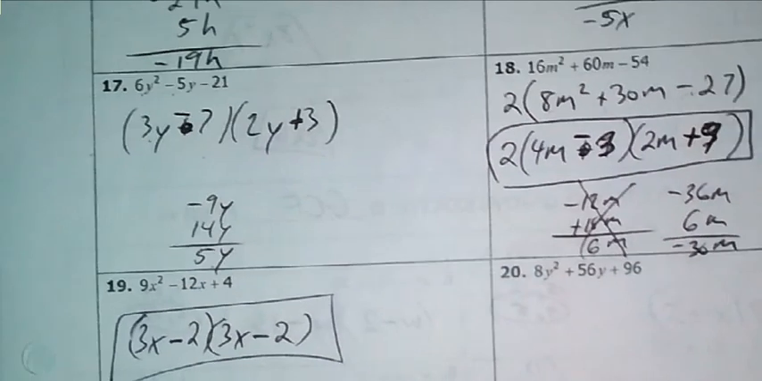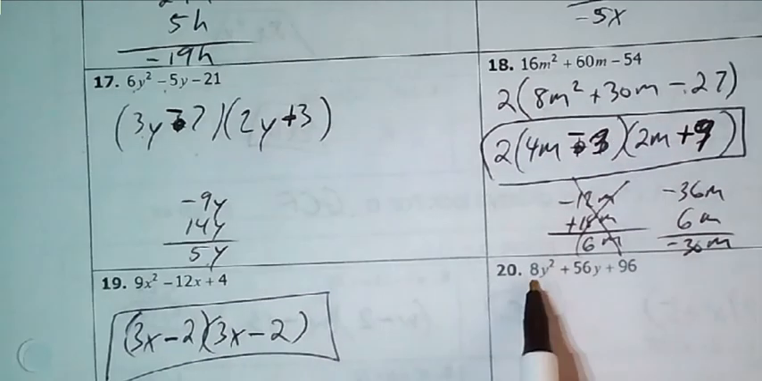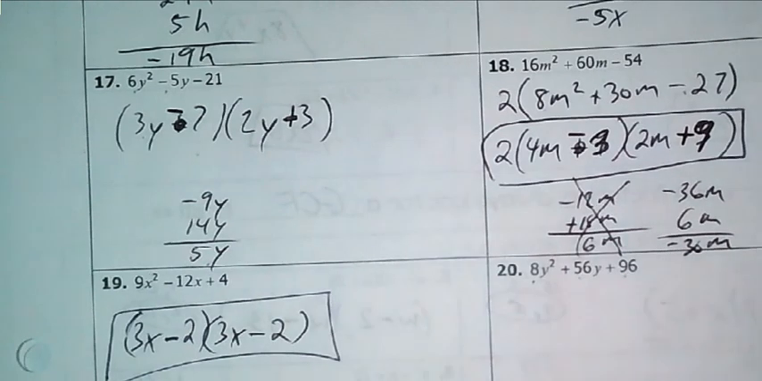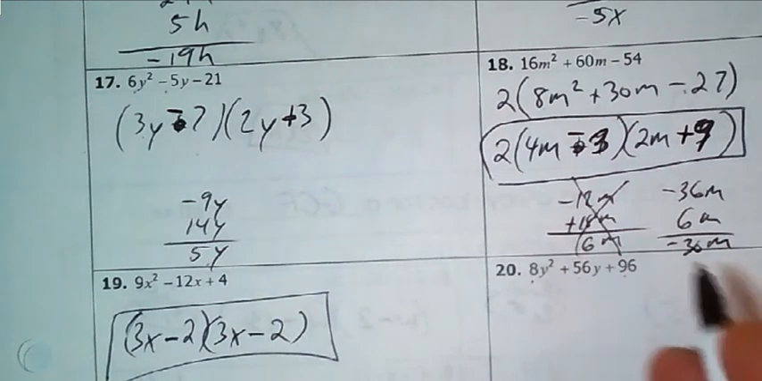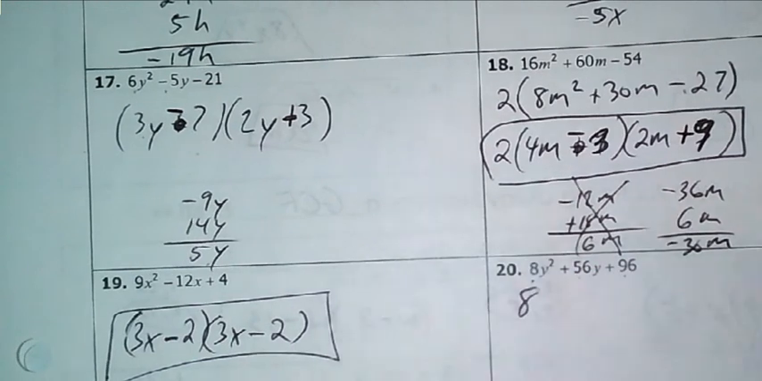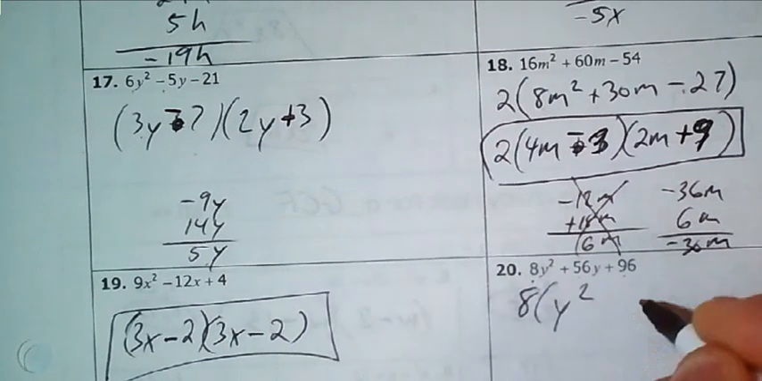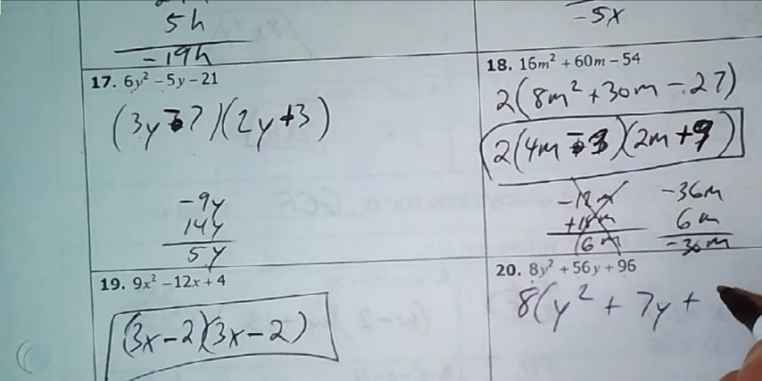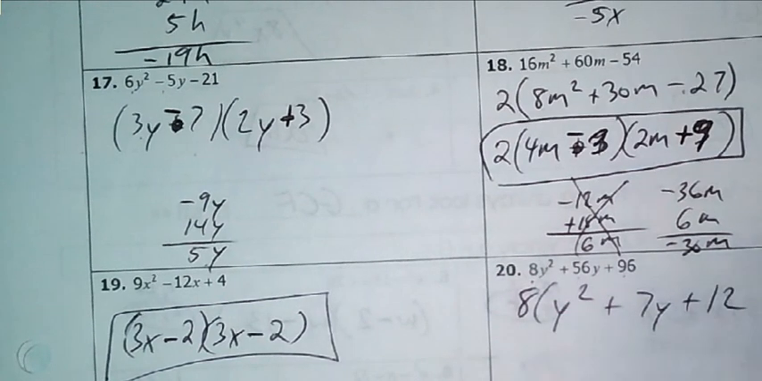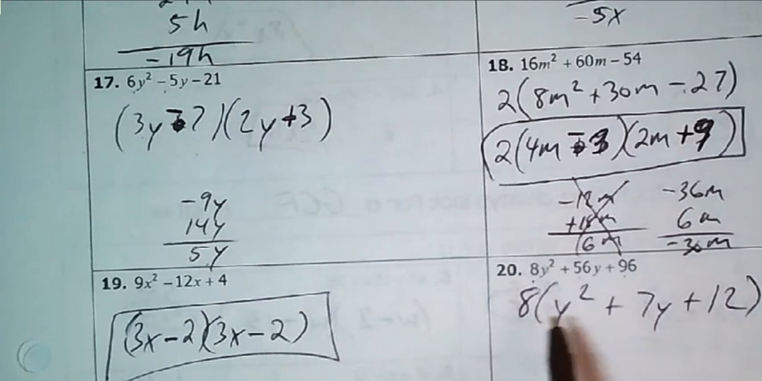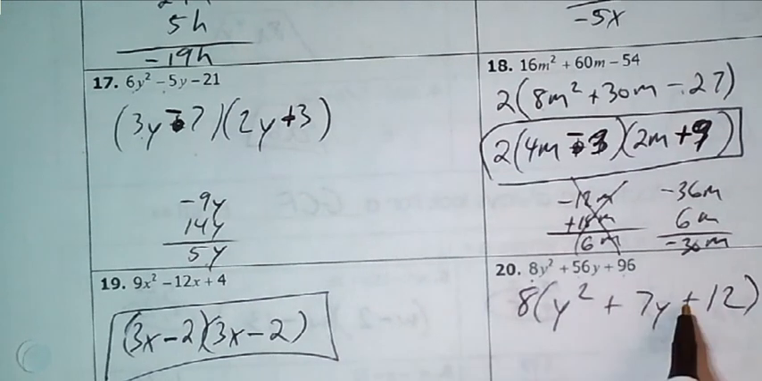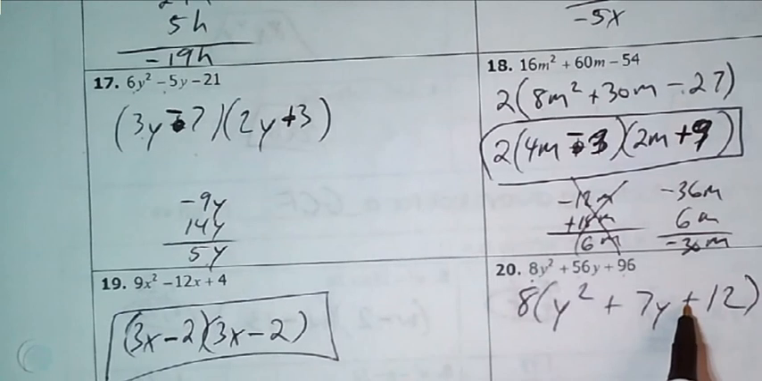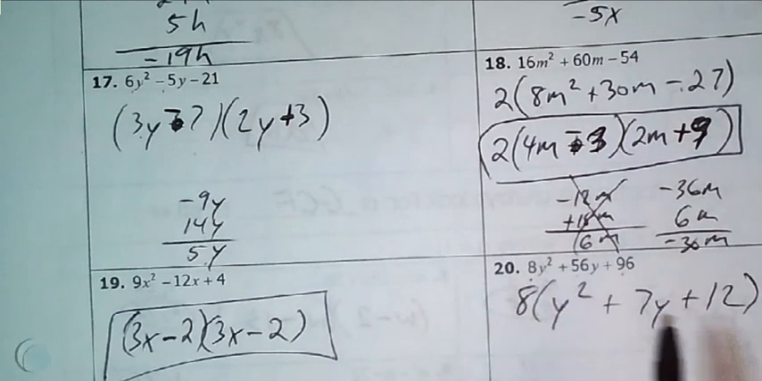All right, number 20. You ask yourself, is there a GCF between 8, 56, and 96? And there is. It is 8. So we factor out the 8. That makes it nice on us. y squared plus 7y plus 12. Okay, now, at this point, what's in parentheses is a less complicated factoring problem because a is equal to 1.